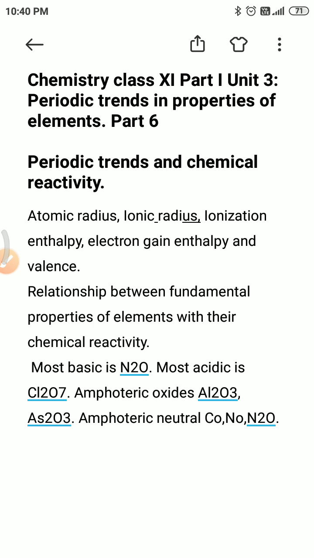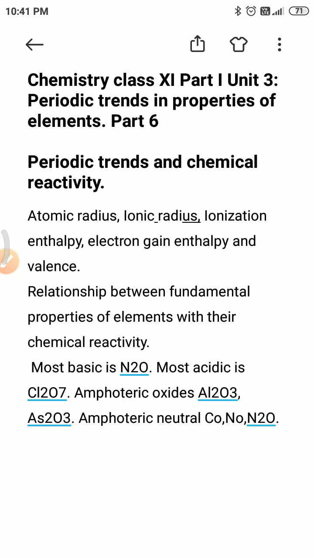Amphoteric oxides behave as acidic with bases and basic with acids. This is like a vice versa case. Whereas neutral oxides have neither acidic nor basic properties.